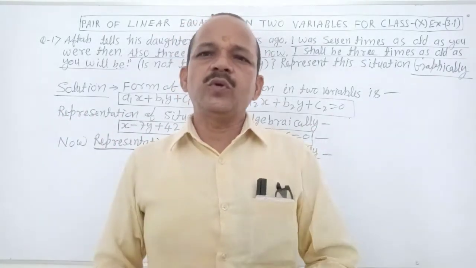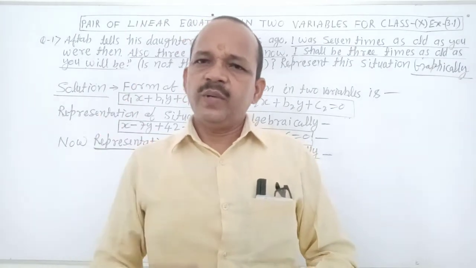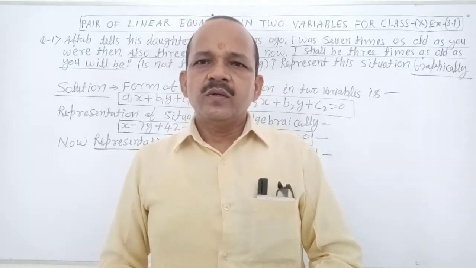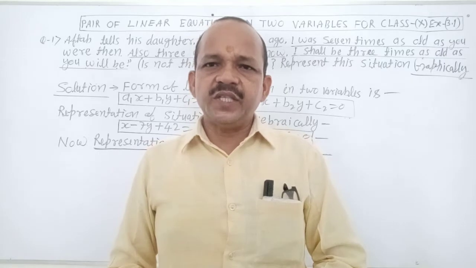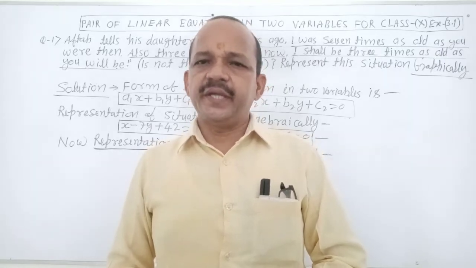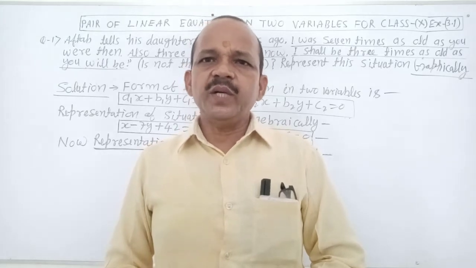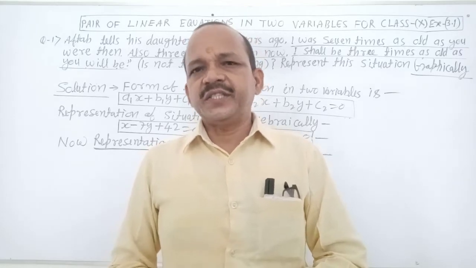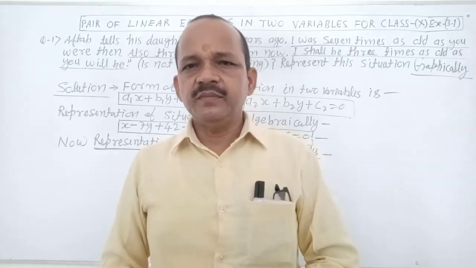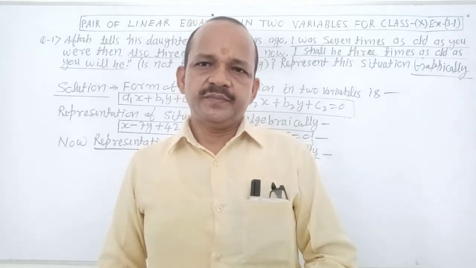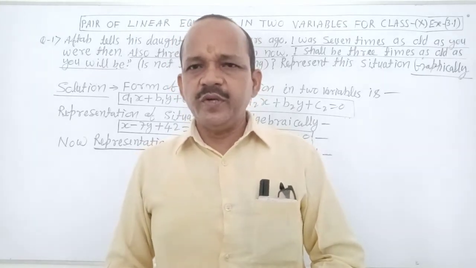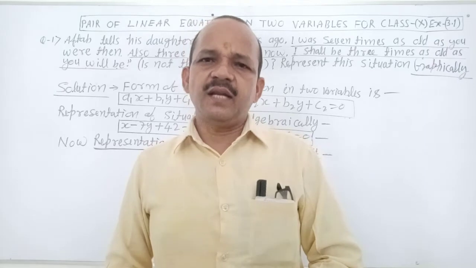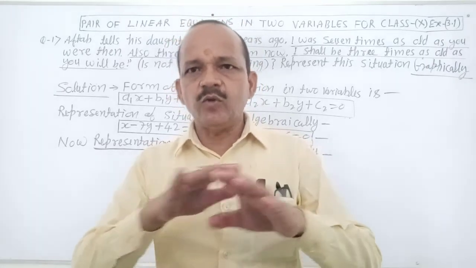You can solve your question by two methods. First graphical method, second algebraic method. Graphical method shows consistent system, inconsistent system and consistent dependent system. If a1 by a2 not equal to b1 by b2, then it shows intersecting lines, consistent system and unique solution. If a1 by a2 equal to b1 by b2 not equal to c1 by c2, then it shows parallel lines, inconsistent system and no solution.